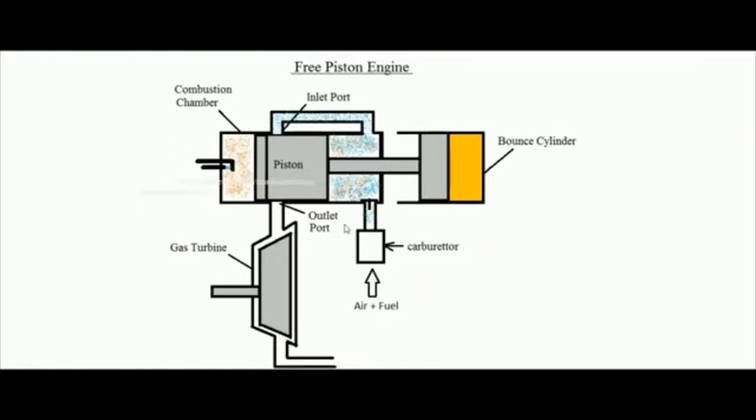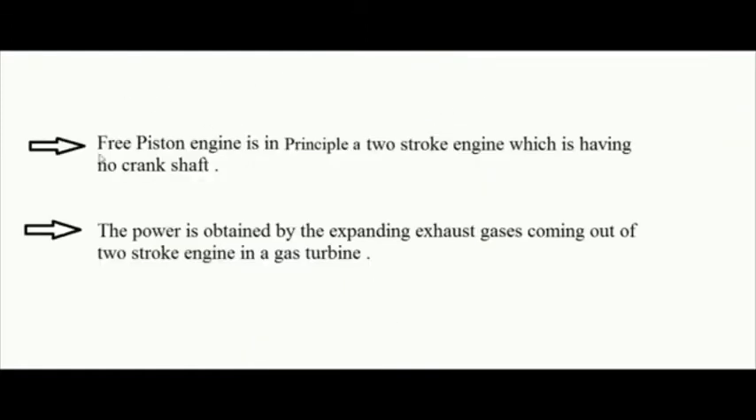So hope you would have understood what a free piston engine is. Remember, a free piston engine is principally a two-stroke engine which has no crankshaft, and we want power from the engine. So how is that power obtained? Since there is no crankshaft, the exhaust gas coming out from the two-stroke engine is expanded in a gas turbine to get power.